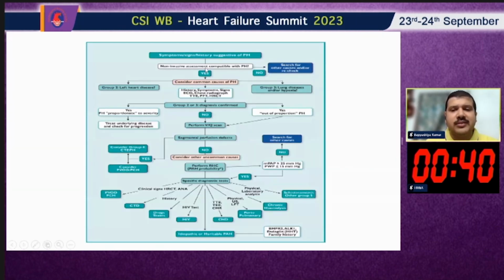These two important things I want to stress: the PH, where we are looking into the non-invasive assessment compatible with PH. Yes, it is there. We need to look at whether there is a lung disease or not, and left heart disease is already confirmed. For assessment of lung disease, we may need to do a PFT and HRCT. I am not going into the other things about the PH.